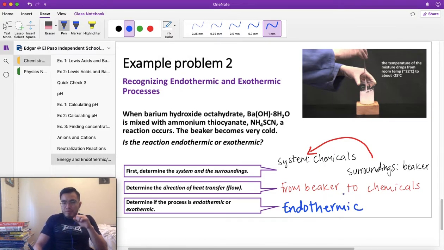For these kind of problems, make sure you follow the 3 steps one by one, and it'll make sense. Don't forget the arrows. Those help you a lot, okay?